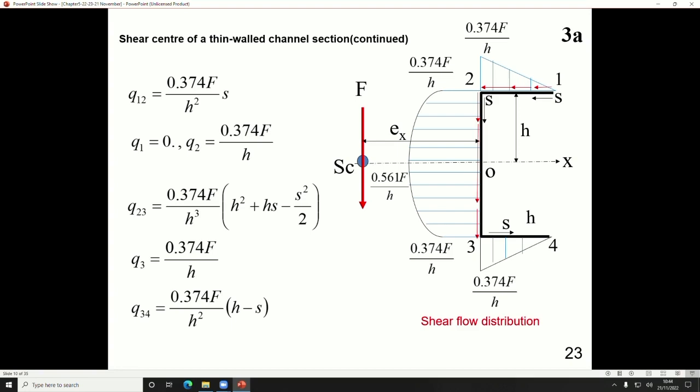Any question in relation to slide 23? On slide 22, I showed you how to find the shear flow distribution for each panel. On slide 23, I showed you how to sketch the shear flow distribution for each panel. But we still haven't solved the problem because it's asking us to find the position of the shear center.